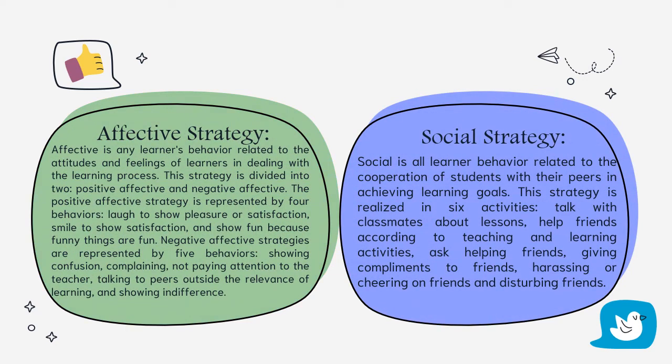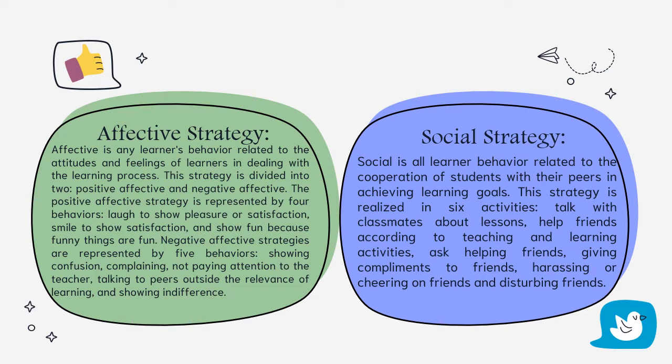Fifth, affective strategy. Affective is any learner's behavior related to the attitudes and feelings of learners in dealing with the learning process. This strategy is divided into 2: positive affective and negative affective. The positive affective strategy is represented by 4 behaviors: looking to show pleasure or satisfaction, smiling to show satisfaction, and showing fun because funny things are fun.